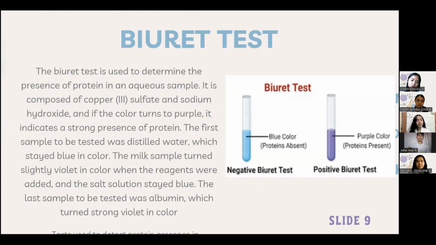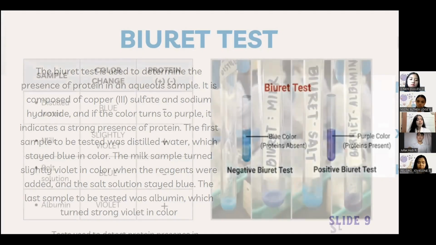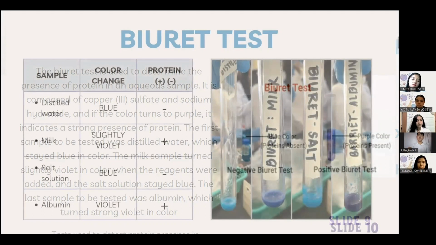Now, if the color turns to purple or violet, it indicates a strong presence of protein, and if it turns blue, it indicates the otherwise, which means that there is no presence of protein in the sample. So let us check the results that we got from the biuret test.